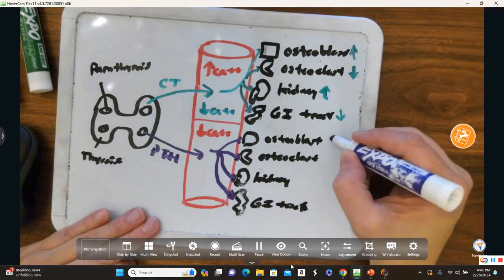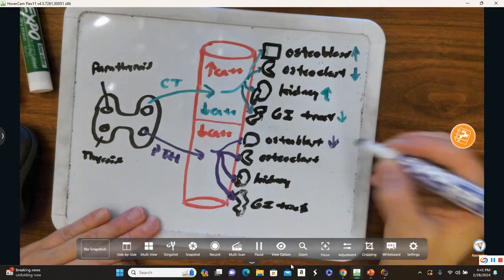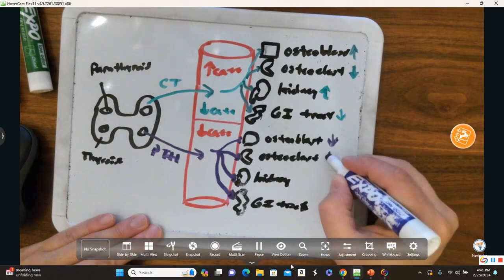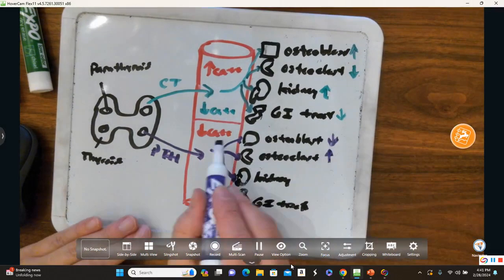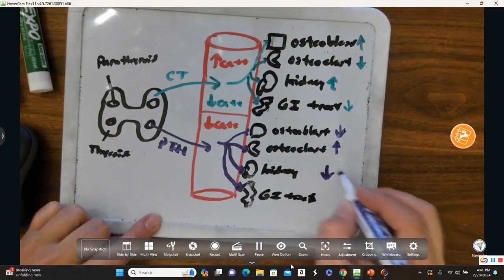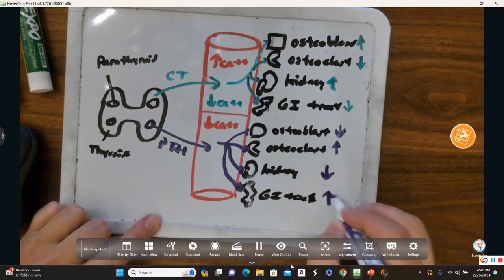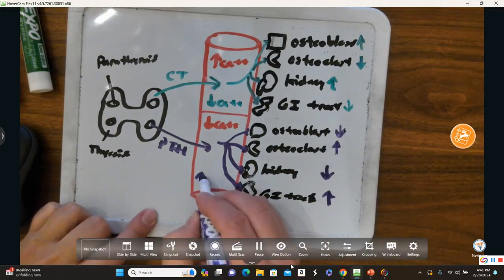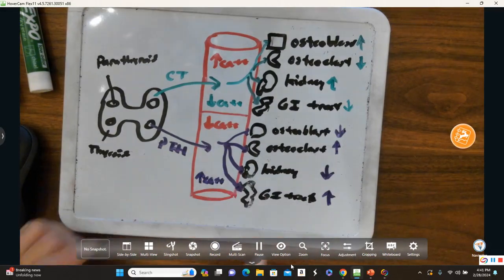Osteoblasts are actually going to be inhibited, but we're going to turn on the osteoclasts, and they're going to release calcium into the blood and raise calcium. Kidneys are going to decrease excretion, and the gut is going to increase absorption. So what we're going to do is raise the calcium.